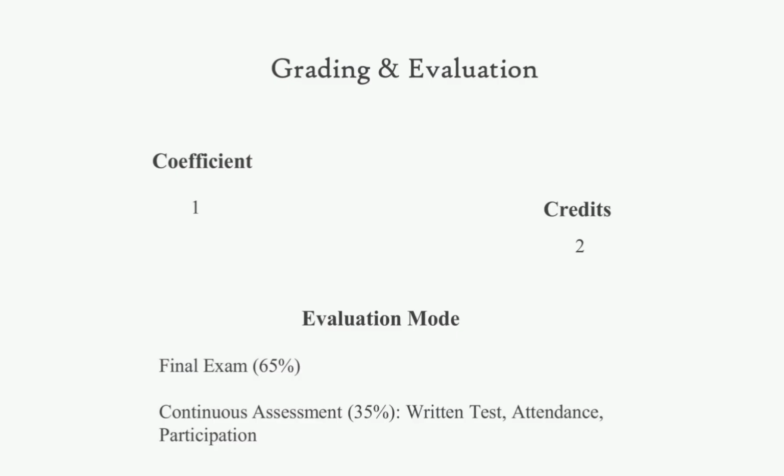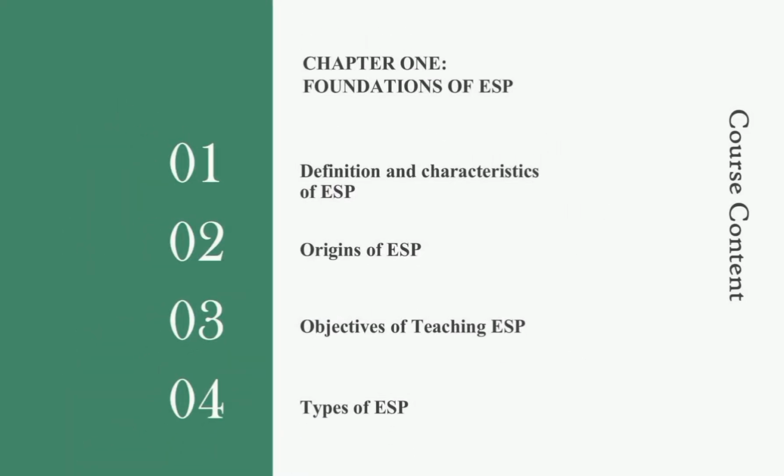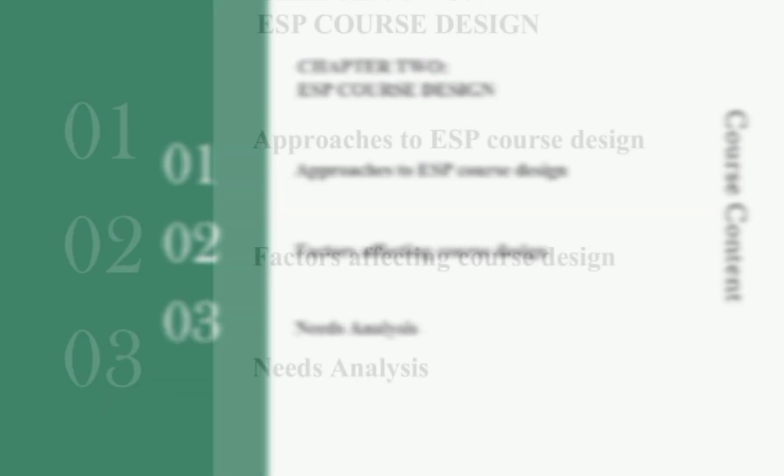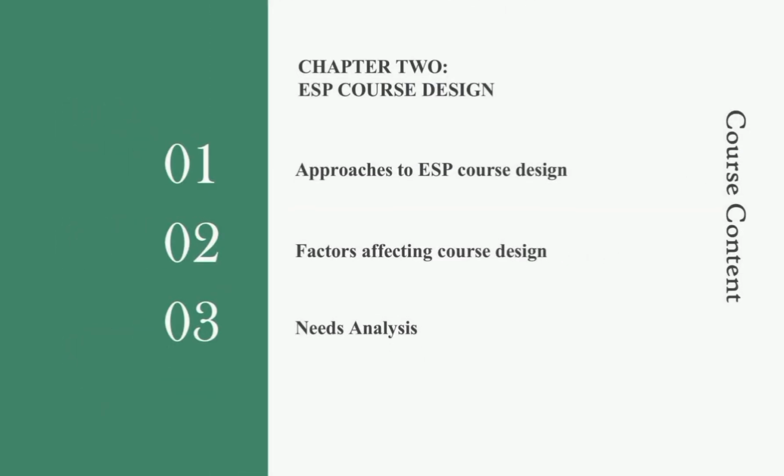Now let's look at our syllabus, starting with chapter 1. In the first chapter, we will explore the foundations of ESP by giving definitions and examining its main characteristics. Then we'll discuss how ESP developed over time, its objectives, and the different types of ESP used in academic and professional settings. In the second chapter, we move from theory to practice.